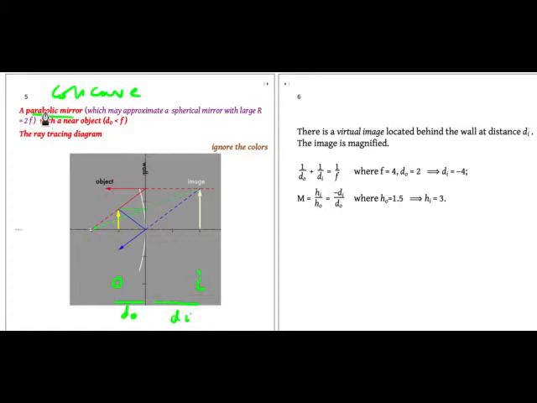Now, this is a case of a parabolic mirror with a near object. So in other words, DO is less than the focal length. So this distance is F for focal length. All right, now the way a parabolic mirror works is parallel rays go through the focal point. Parallel rays hitting the mirror are reflected and they pass through the focal point.